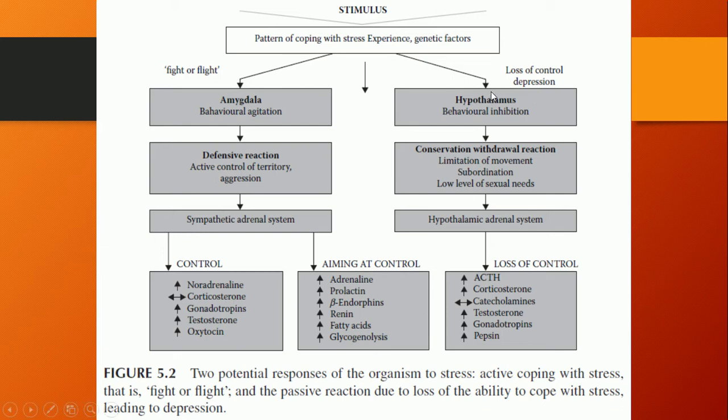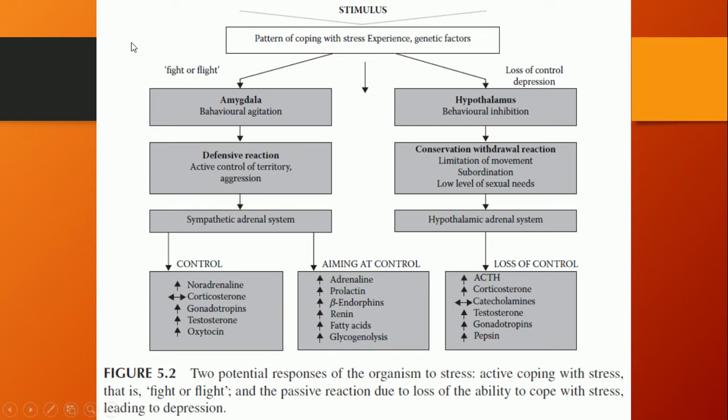So the activated area in the fight or flight is the amygdala, while here it is the hypothalamus. So there is a behavioral inhibition. Then we have conservation withdrawal reaction, so limitation of movement, subordination, low level of sexual needs. And then the hypothalamic adrenal system is activated. So for the loss of control, these are the hormones that are secreted: the ACTH, corticosterone, catecholamines, testosterone, gonadotropins, and pepsin.